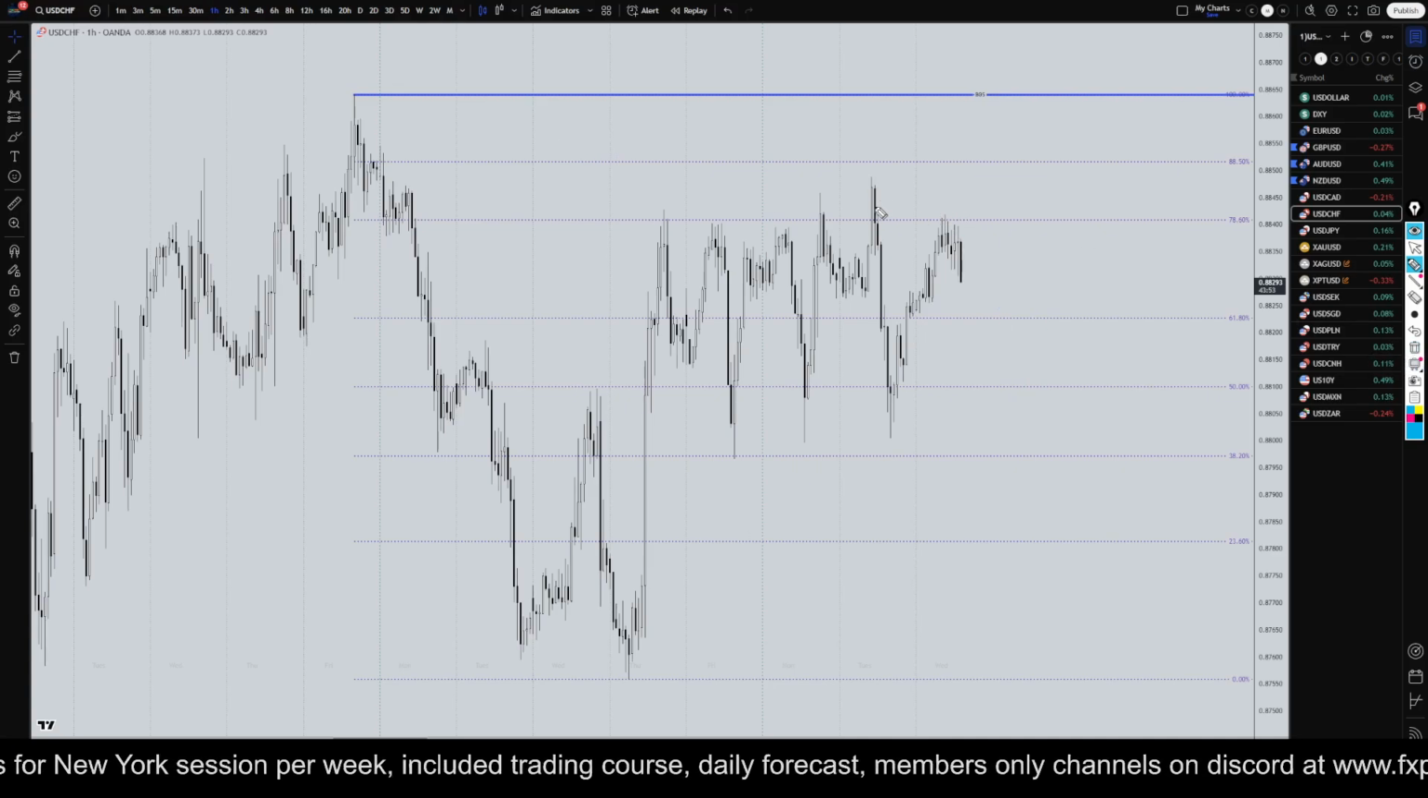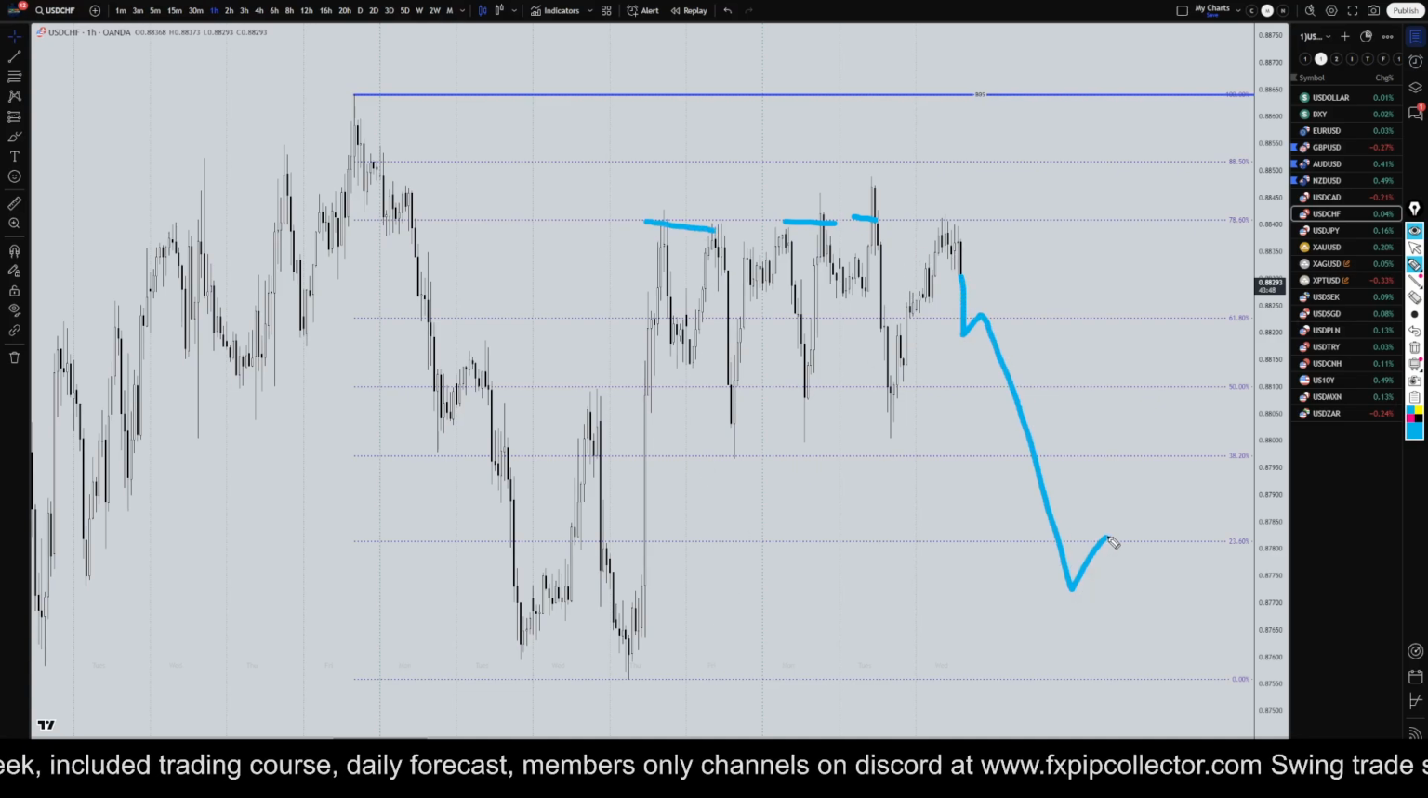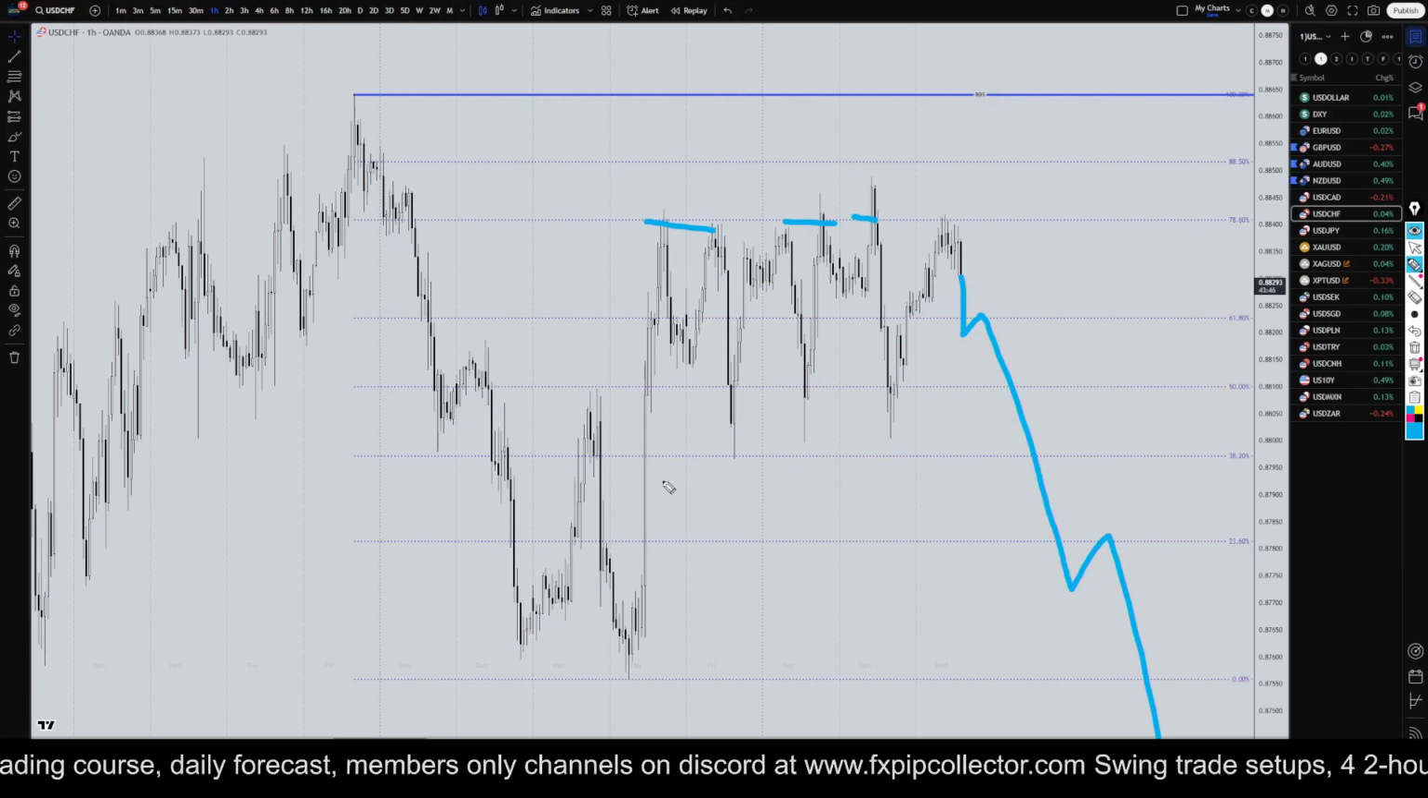am definitely looking for shorts on all these Fibonacci bounces. Potentially, at some point, it could end up continuing the downtrend, making a very impulsive move to the downside.